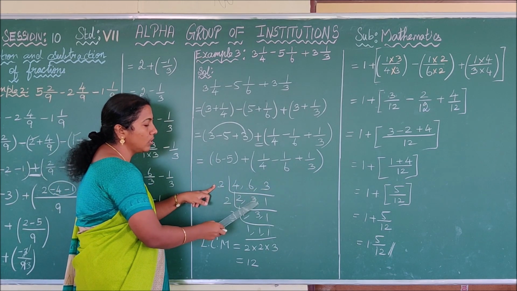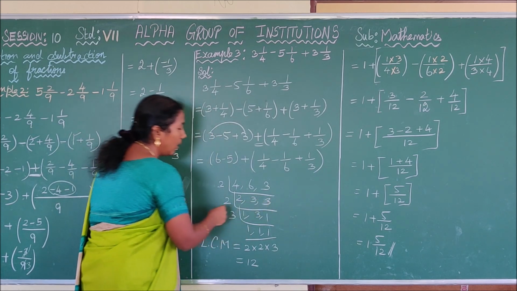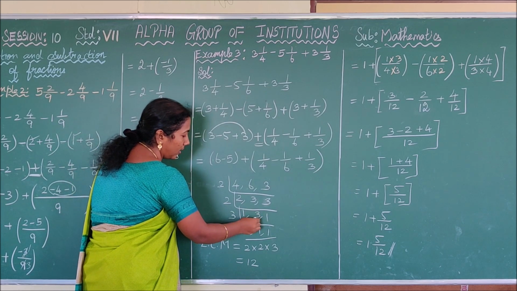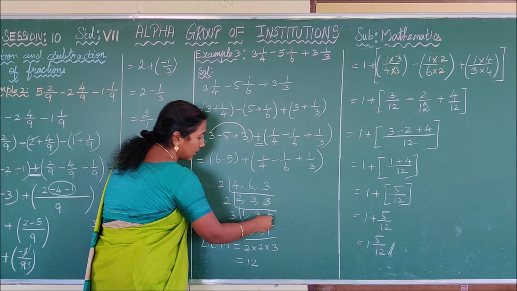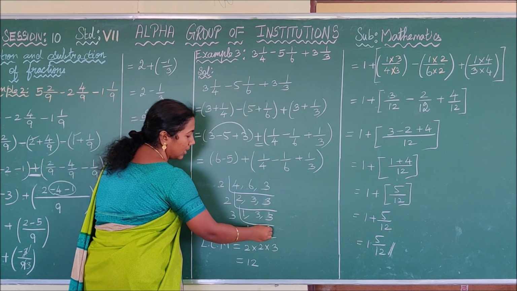2 2s are 4, 3 2s are 6, and here you have to write 3 only. 3. And then you are dividing it by 2. 1 2 is 2. 3 write as it is. Here also 3 write as it is. And then you have to divide it by 3. 1 write as it is. 1 3 is 3. 1 3 is 6.